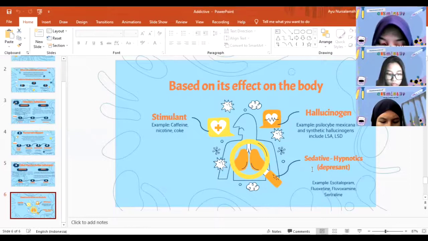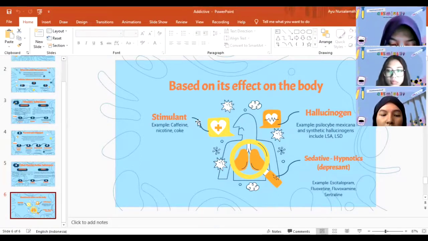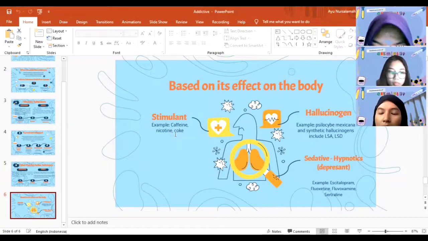And the second is sedative-hypnotic depressants. Depressants will inhibit the activity of the central nervous system or other body functions. And the examples are escitalopram, fluoxetine, fluvoxamine, and also sertraline. And the last is stimulants. Stimulants can increase central nervous system activity or other body functions, such as increasing heart rate, breathing rate, and also blood pressure. The examples are caffeine, nicotine, and coke.